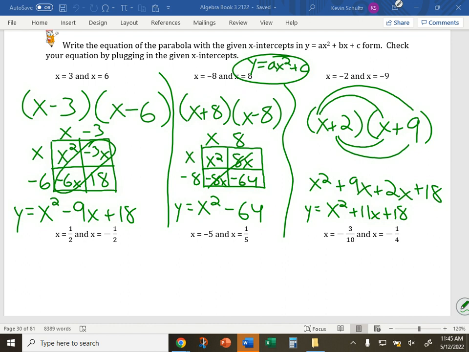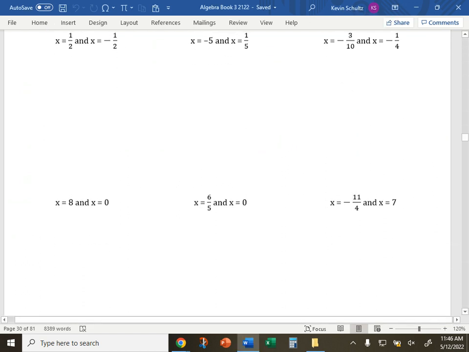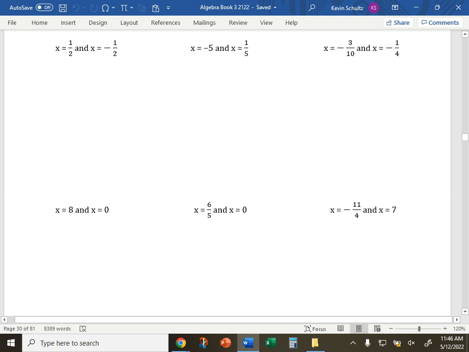Anyone? No? Okay. So obviously kind of the more difficult piece is when we've got fractions, just because you know what expressions did those come from. So let's look at -3/10 and -1/4, the third one in this row here. X equals -3/10 and -1/4.